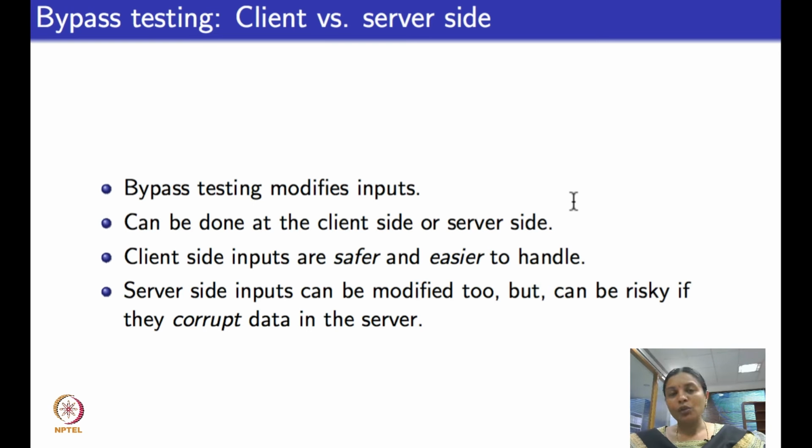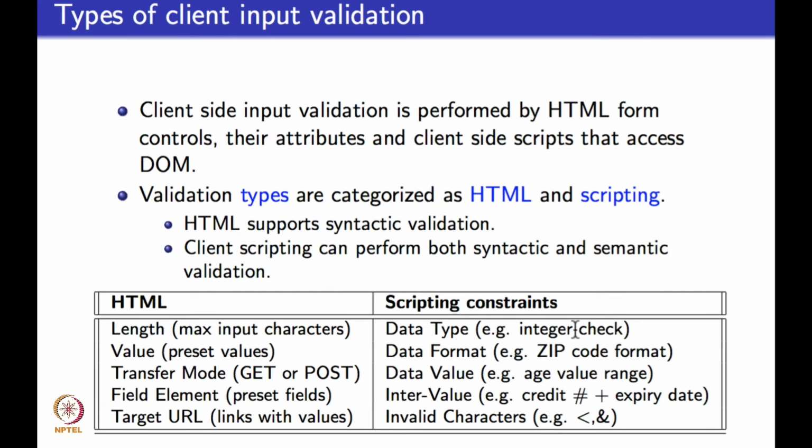Server side, unless you are a web application developer of the software that directly resides on your server, we typically don't recommend that you do bypass testing on the server because they could end up corrupting data in the server. Right. So what are the typical types, generically, of the client input validation that happens?